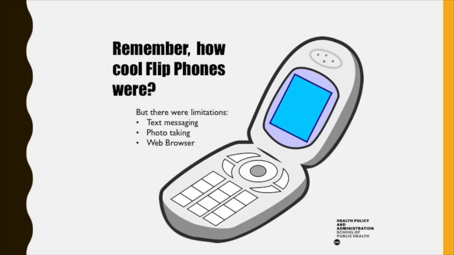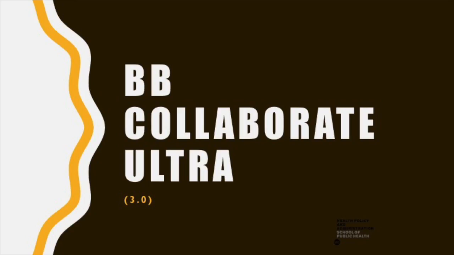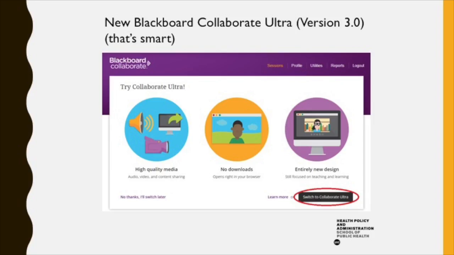So, the way I think about the current Blackboard Collaborate is like the time when we thought the flip phones were really cool, right? That was because we didn't have phones before, and so having any type of mobile phone seemed cool. However, over time, we realized its limitations: the texting, the web browser was slow, and the photo taking wasn't that great. So now we enter the new era of smartness. And this is where I see Blackboard Collaborate entering into this era of smartness.